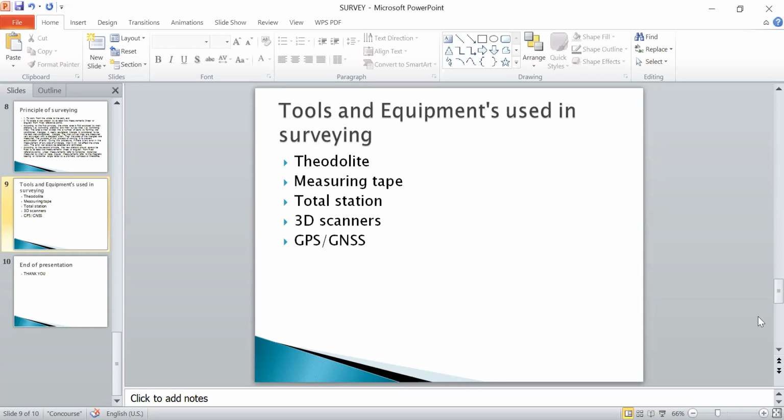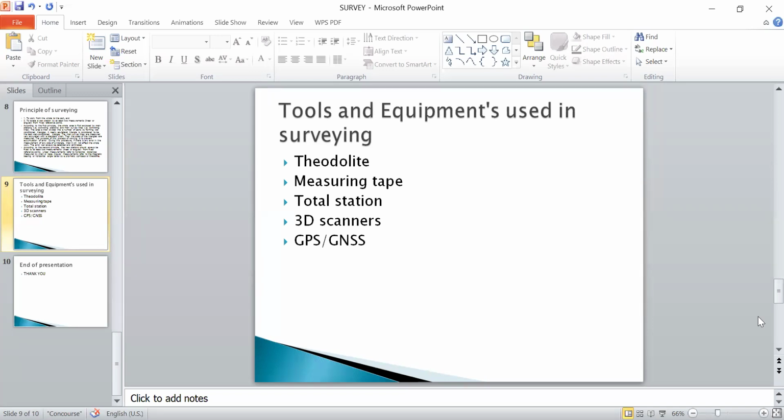A total station is a combination of an electronic theodolite and an EDM. It is also used for measuring horizontal distances, and horizontal and vertical angles. Number 4 is 3D scanners. 3D scanning is all about structured lights, whereby there is laser triangulation, there is also photogrammetry.